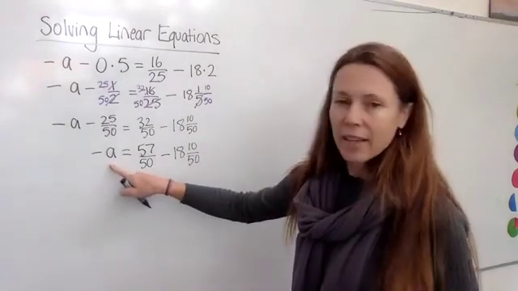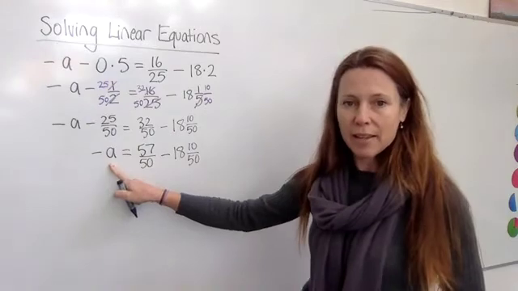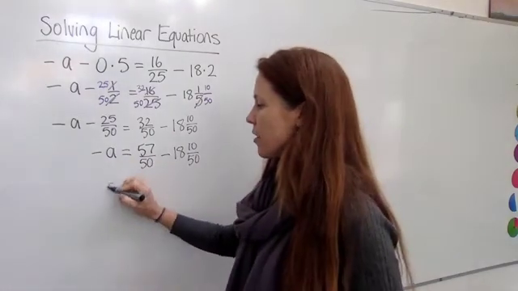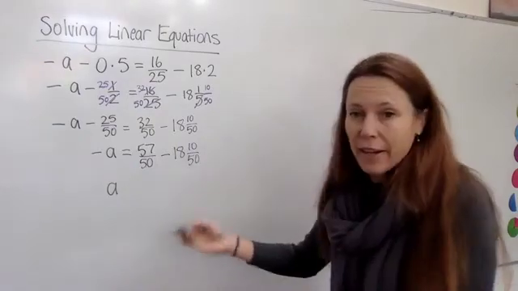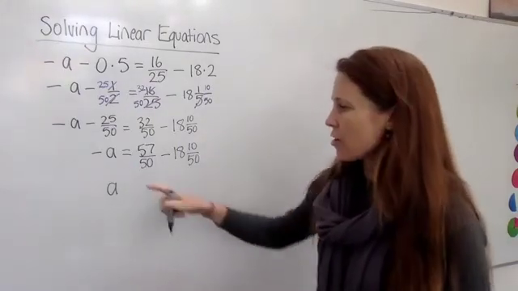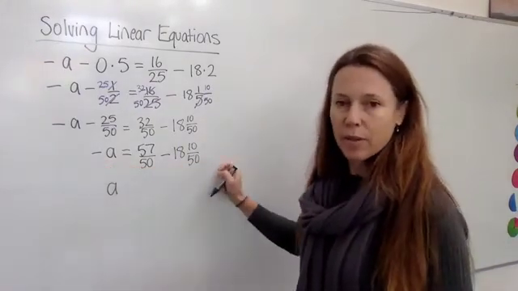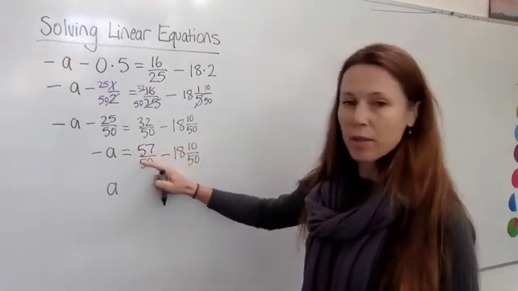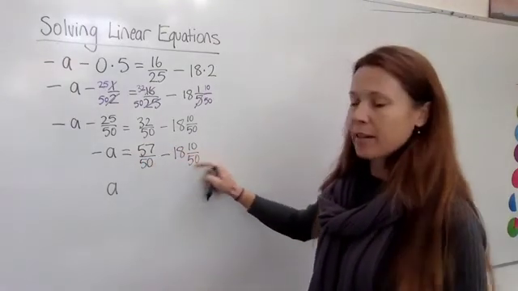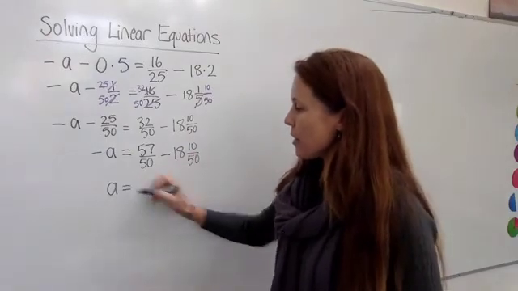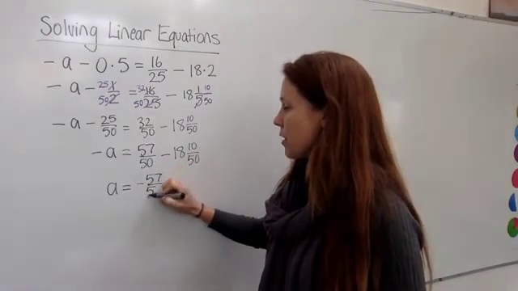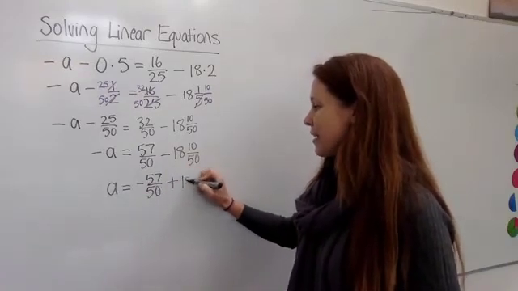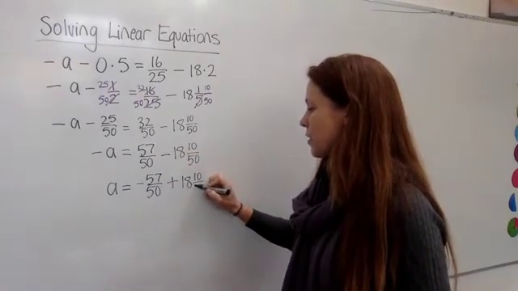Now I've got minus A here, and what I want is A. So the way to convert that is to either think of it as multiplying everything by minus 1 or dividing everything by minus 1. Either way, you can change the sign of everything that's on both sides, but bear in mind that you have two things on this side, one term here and another term here. So if I multiply by minus 1, I will have minus 57 fiftieths and plus 18 and 10 fiftieths.